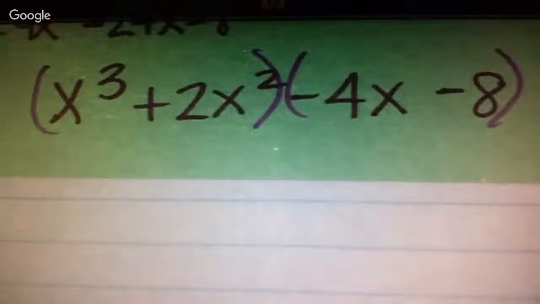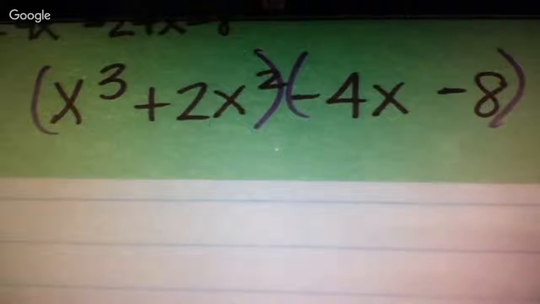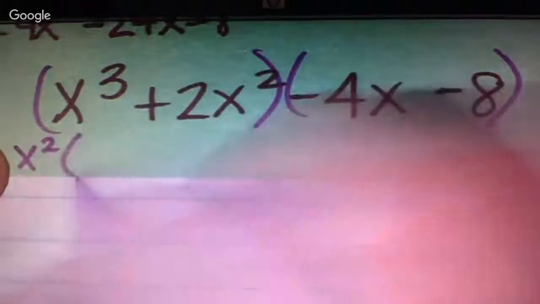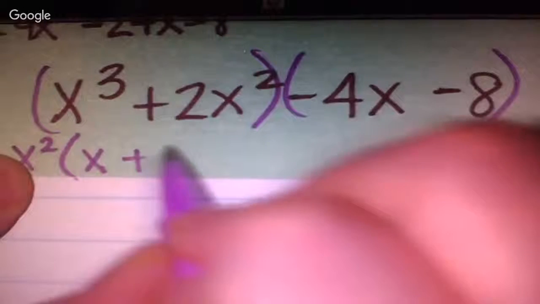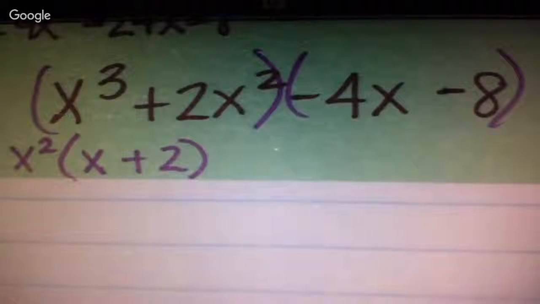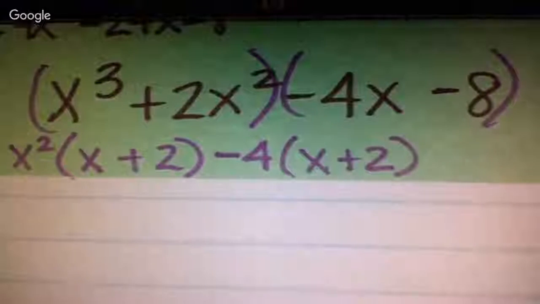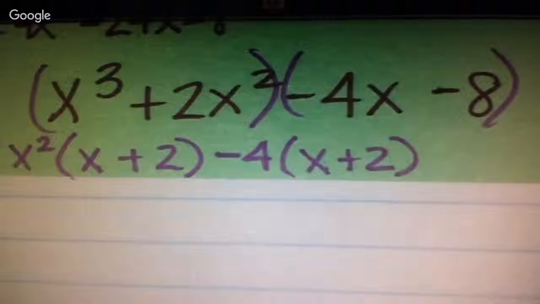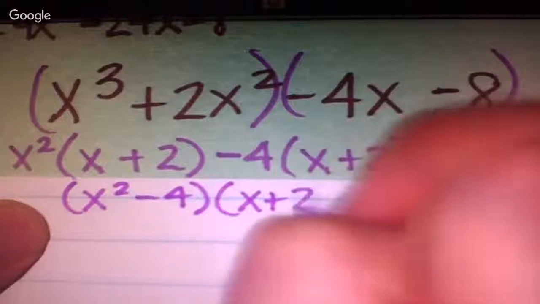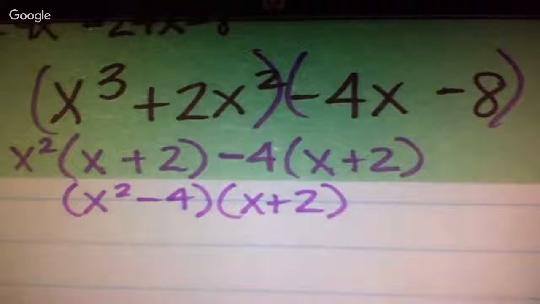Factor by grouping first. What can I pull out of the first piece? x squared. And I'm left with x plus 2. What can I factor out of the second piece? Negative 4. And I'm left with x plus 2. We go with that piece. Okay, so normally we say x squared minus 4, x plus 2, and I'm done. Okay. This one that has x squared can still be factored.